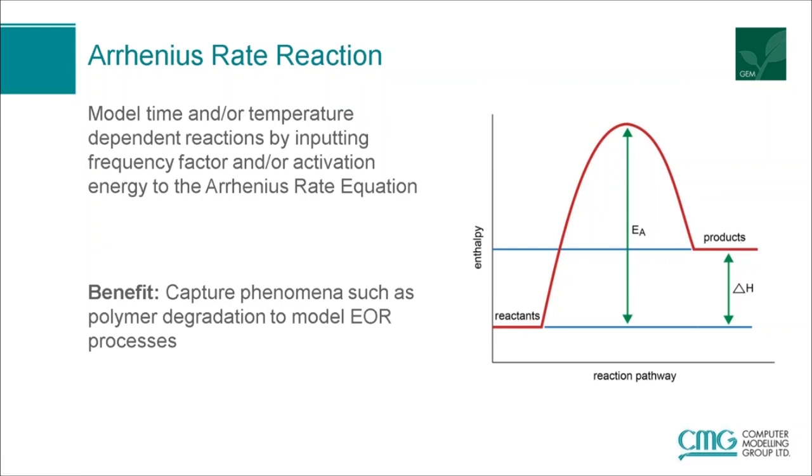And another feature with this Arrhenius rate reaction model is we can include sort of a time dependency on our reaction rate or our reactant concentration through the introduction of a frequency factor. And this is important for modeling processes such as polymer degradation, where for various reasons the polymer breaks down in the reservoir over time. So we can use a frequency factor, which is often determined by the polymer half-life.